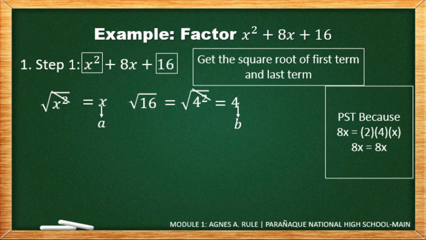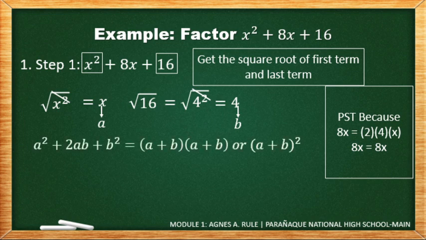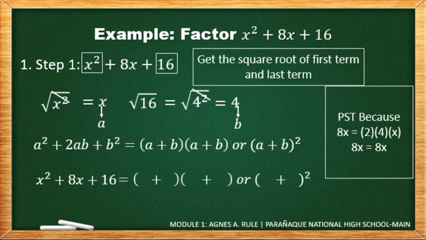So again, ano ang a natin? X. Anong b natin? 4. Look at the middle term. Anong ginamit na operation? Plus. So anong pattern? Pattern 1 o pattern 2? Yes, pattern 2. So that's why x squared plus 8x plus 16 is equal to, lagay natin ang a, which is x, at ang b, 4, or x plus 4 squared.